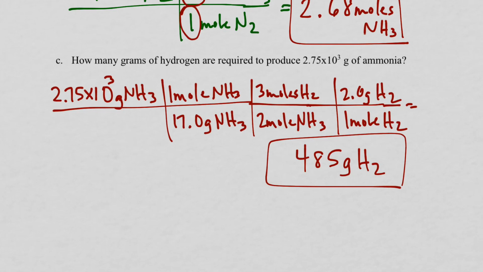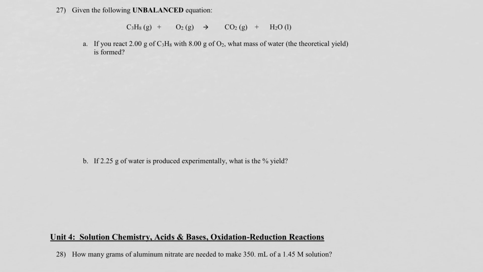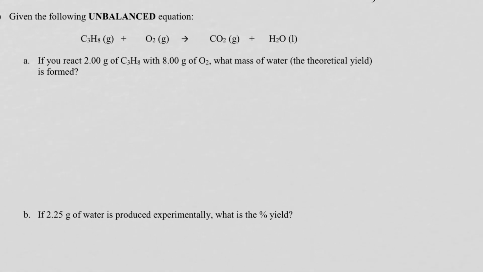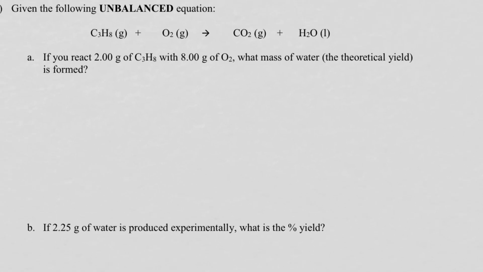1 to go in the stoichiometry section, which is number 27 at the top of page 9. Number 27 gives you an unbalanced equation first. So step 1 is we're going to go through the balancing of this particular equation, which is a combustion reaction of propane, C3H8, with oxygen to form carbon dioxide and water.